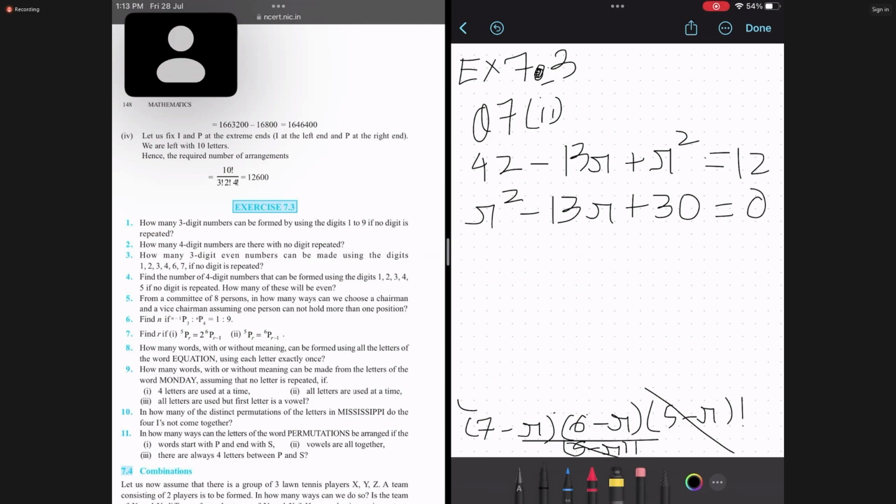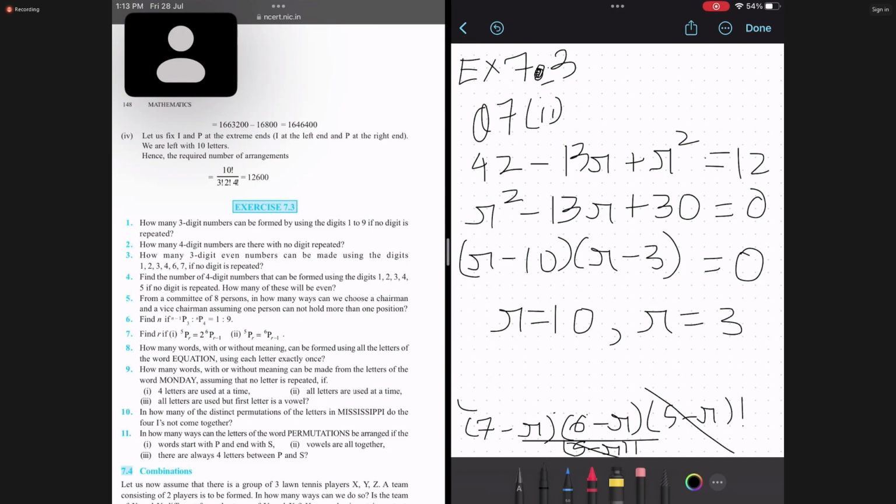So what you're left with is r square minus 13r plus 30 equals 0. Correct. Taking out common factors, what you are left with is (r minus 10) into (r minus 3), because 10 plus 3 equals 13 and 10 into 3 equals 30, and that is how you solve this question. So we have r equals 10 or r equals 3, but we are going to reject one answer from here.